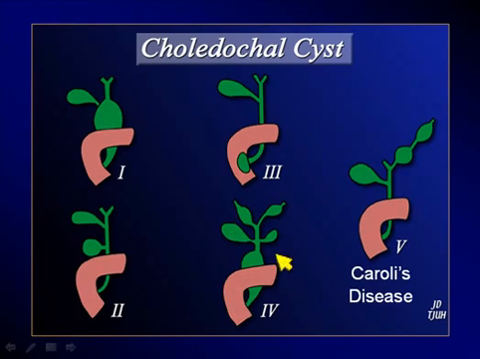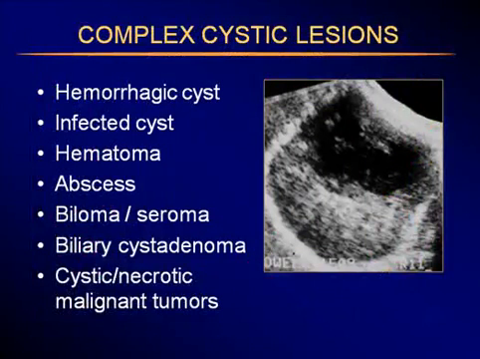Type 4 has dilated biliary ducts throughout the liver looking like small cysts, and it also has an associated fusiform dilatation of the common bile duct. And type 5, or Caroli's disease, has the dilated intrahepatic ducts but no dilatation of the common bile duct. So these types you can see, and it's these two that would have dilated cystic type structures in the liver.